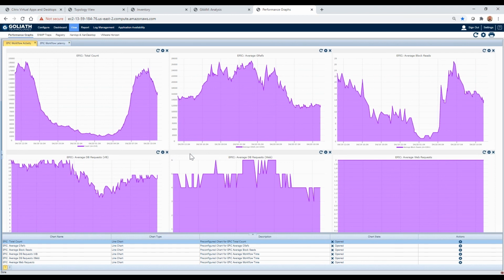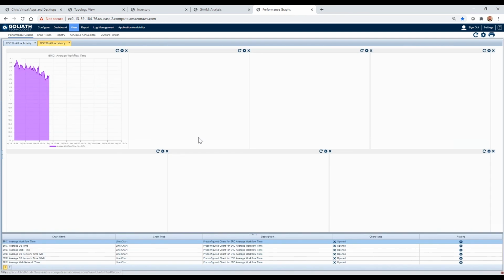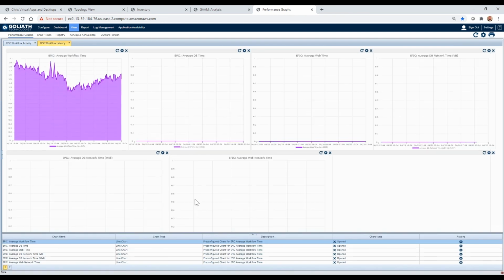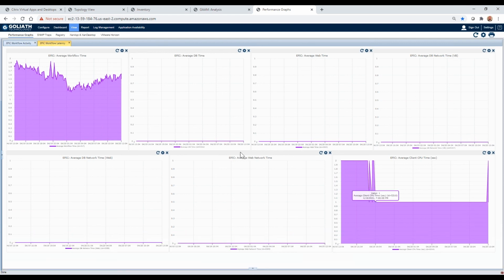Yeah, so we're pulling this information right from System Pulse. And so you can see the total counts, the average grefs, the block reads, DB and web requests. And then there's this workflow latency dashboard where you're able to see the average workflow time, DB, web, network time, client CPU time, so that, as Stacy was mentioning, it is in a single console. You're able to get the full end-to-end visibility from the end user experience, how the delivery infrastructure is playing a role, as well as the back-end performance of your Epic application, so that you can quickly narrow down what the issue is, regardless of where it is in the environment.